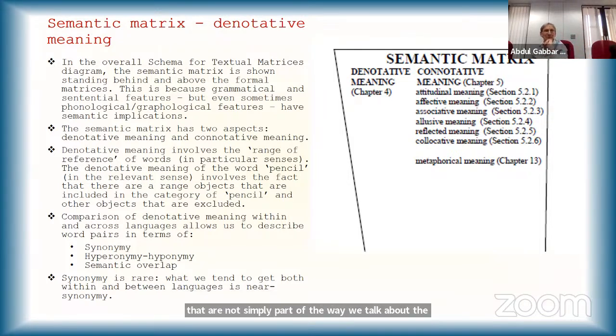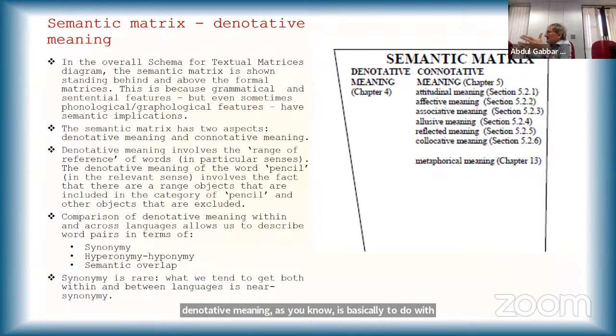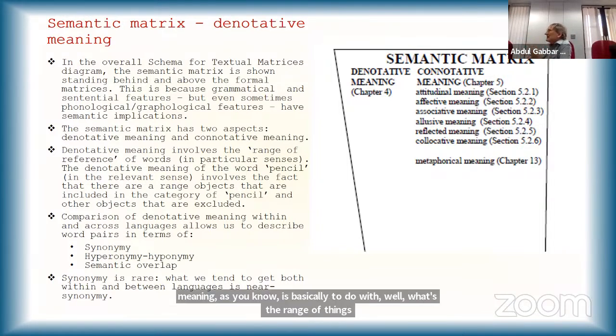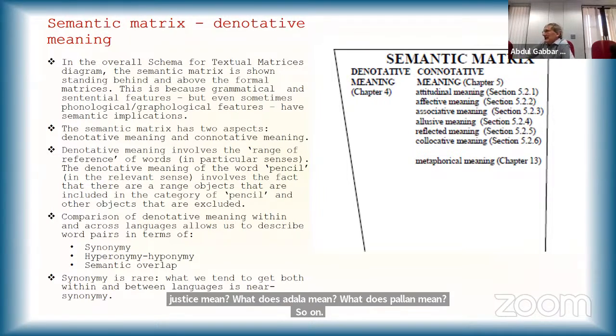And denotative meaning, as you know, is basically to do with, well, what's the range of things that are covered by a word or a word in a particular sense. So what does pencil mean in English? What does justice mean? What does adala mean? What does qalam mean? And so on. And then you've got everything else, which is connotative meaning.